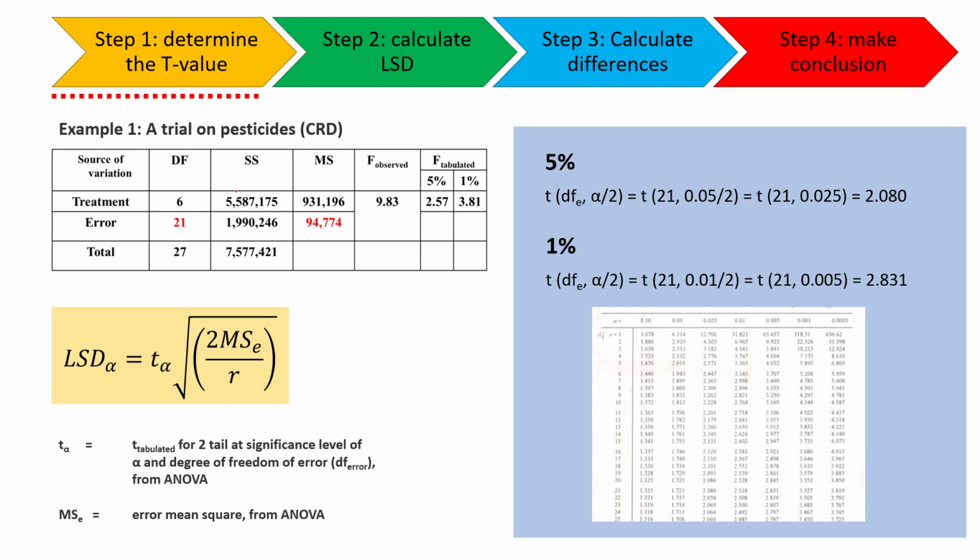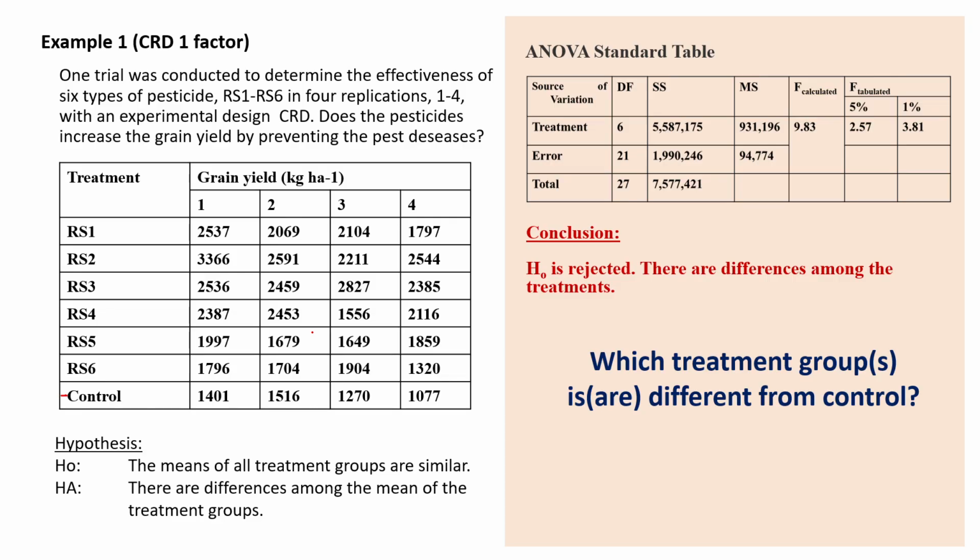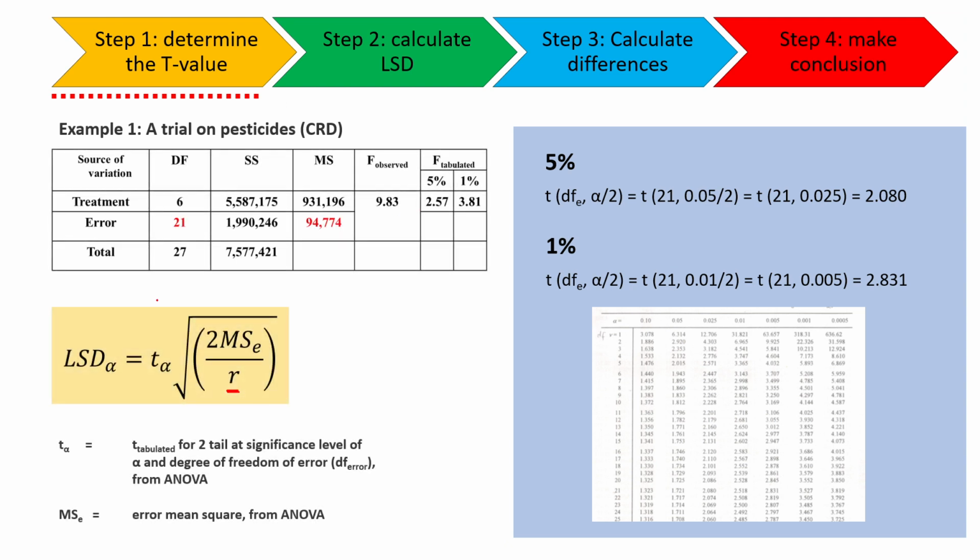So this is the ANOVA table that you have calculated in your ANOVA, and you have your degree of freedom for error at 21, and mean square for your error is 94774. So these are the 2 numbers that you need to plug in to your LSD. So this is the formula of LSD. We are using this formula because all of these replicates have the same replication number, 4. So therefore we use the first formula.